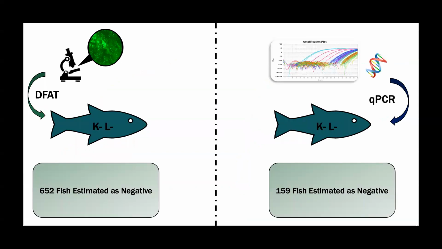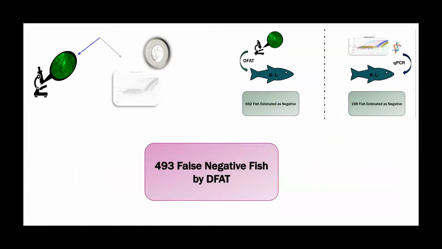Now, if I still have not convinced you that the DFAT method is not very good if you do not do replicate surveys so many times, let's look at the number of individual fish that was estimated to be in the state of infection of 1, where both tissues are negative, and compare these numbers across DFAT and qPCR from our occupancy model. So here, 652 fish are estimated to be negative by DFAT, and 159 fish were estimated to be negative by qPCR. So we have approximately 493 fish that were determined as negatives by DFAT, but are actually a false negative result by DFAT.